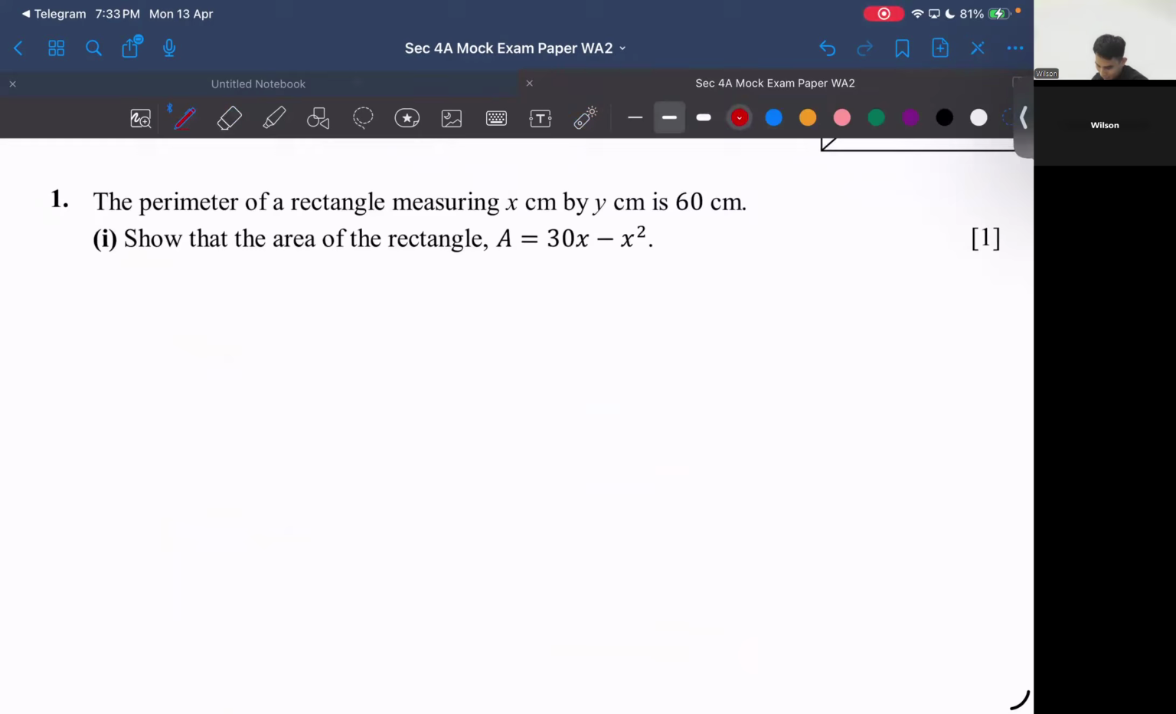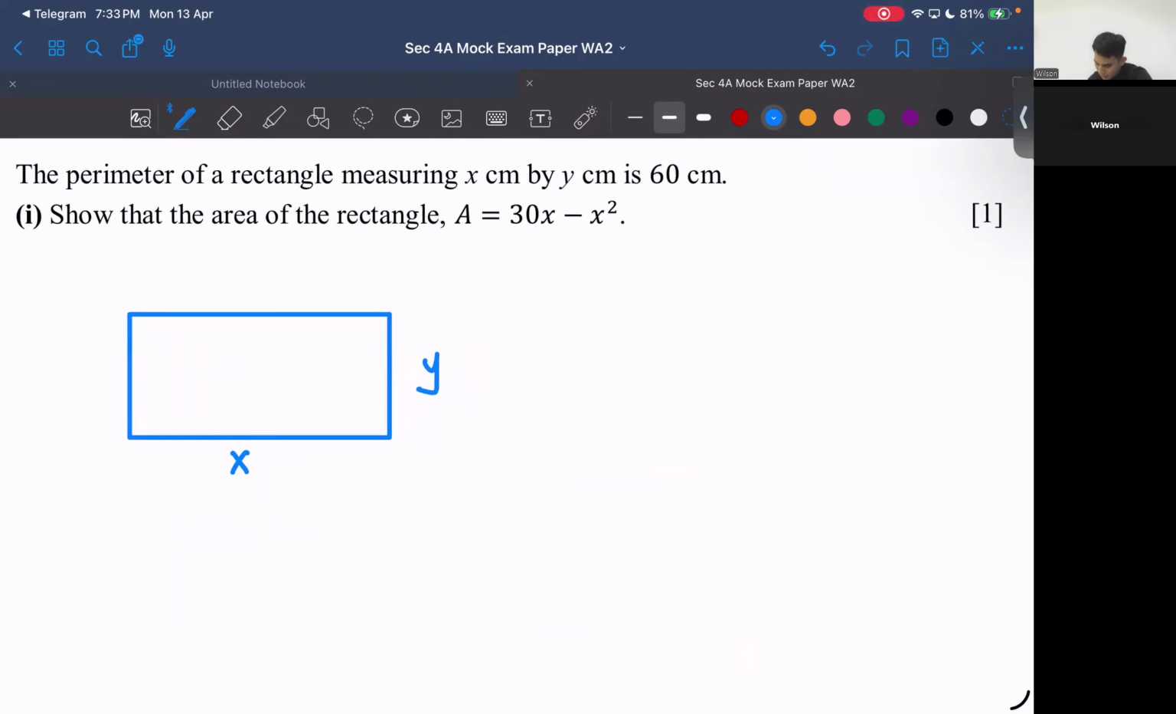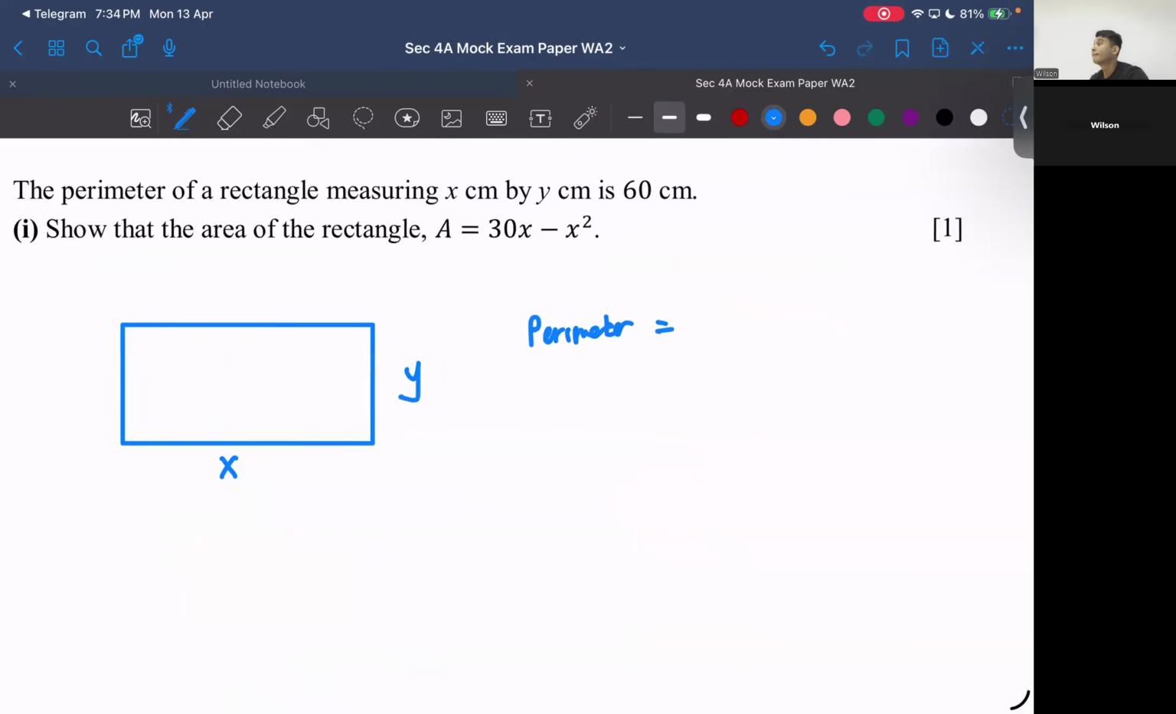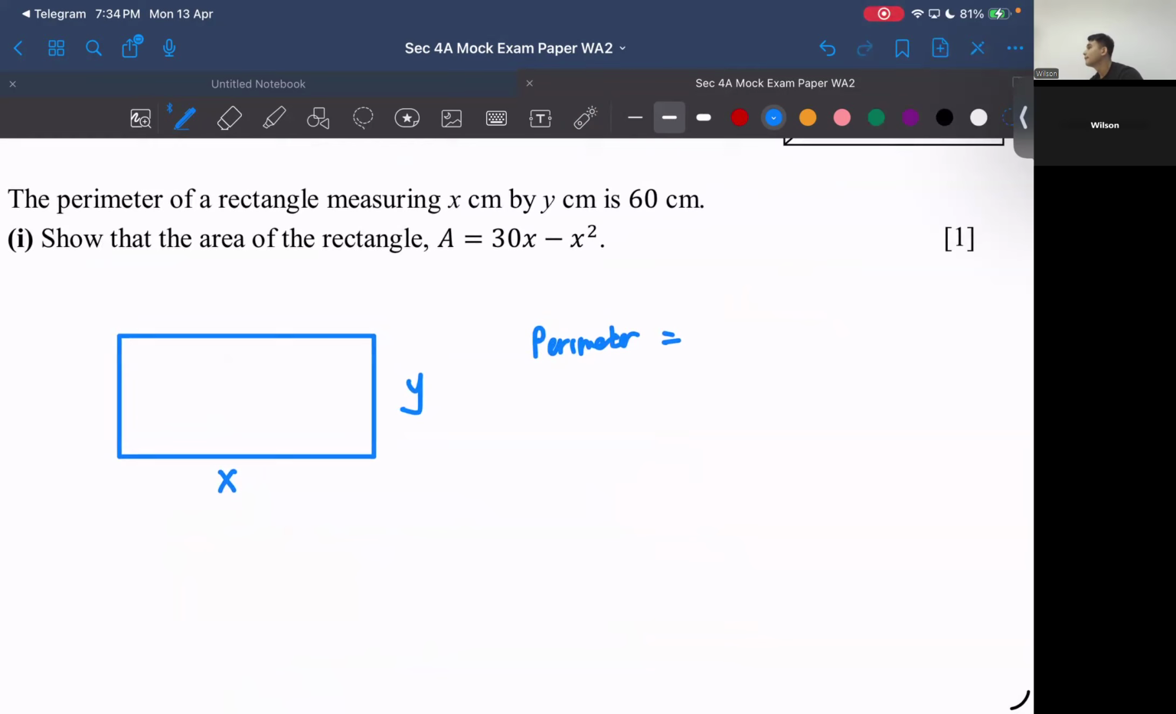Now, the perimeter of a rectangle measuring x cm and y cm is 60 cm. So can we agree this is my x and this is my y? The perimeter, let's call it P, is equal to 2x plus 2y. So 60 equals 2x plus 2y, which means 30 equals x plus y.